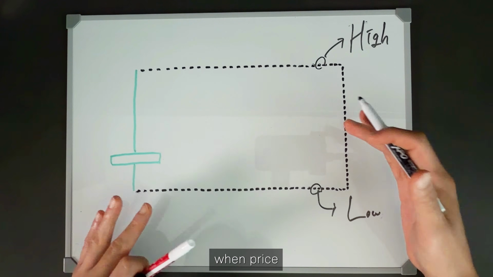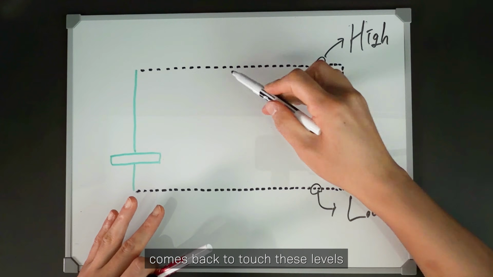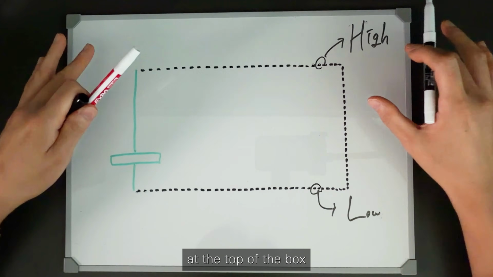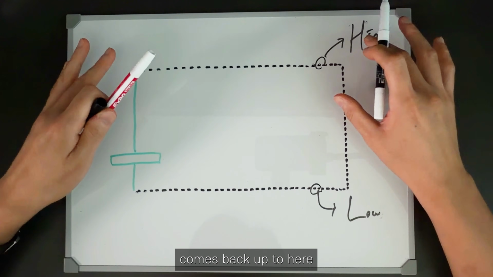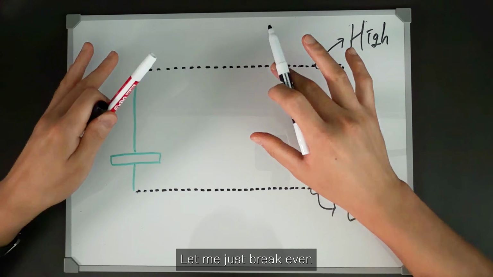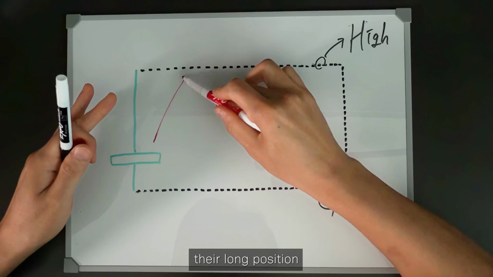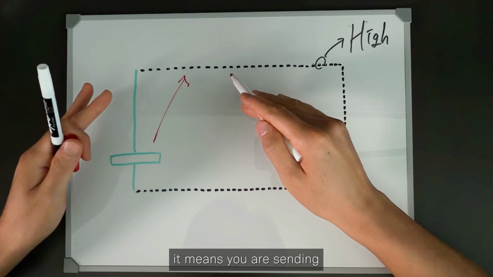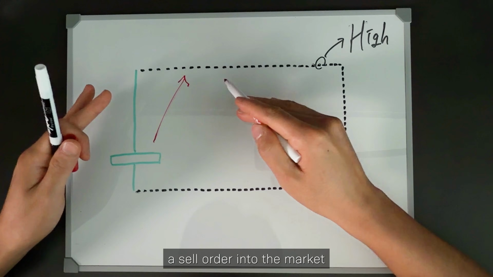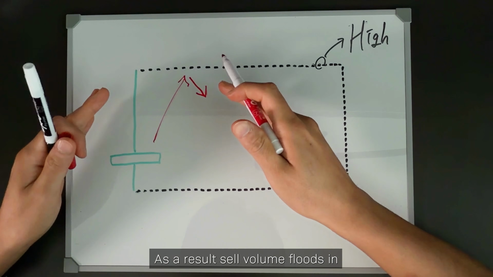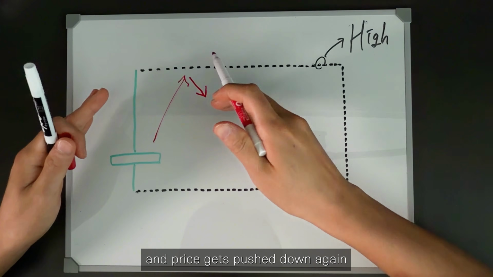That's why when price comes back to touch these levels, people make a strong reaction. At the top of the box, when price comes back up to here, they think to themselves, let me just break even. And they close their wrong position. When you close a long position, it means you are sending a sell order into the market. As a result, sell volume flows in and price gets pushed down again.